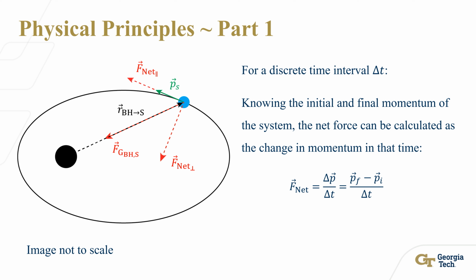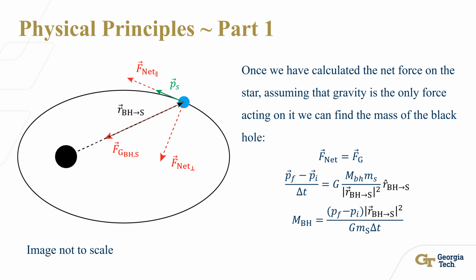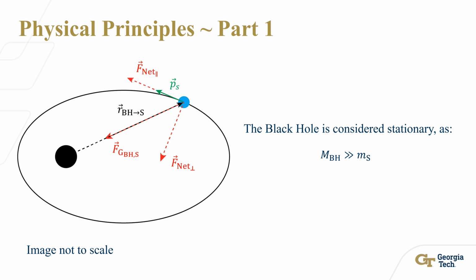For a discrete time interval delta t, knowing the initial and final momentum of the system, the net force can be calculated as a change in momentum over the time. Once we have calculated the net force on the star, assuming gravity is the only force acting on it, we can find the mass of the black hole. The black hole is considered stationary, as it is much more massive than the star.